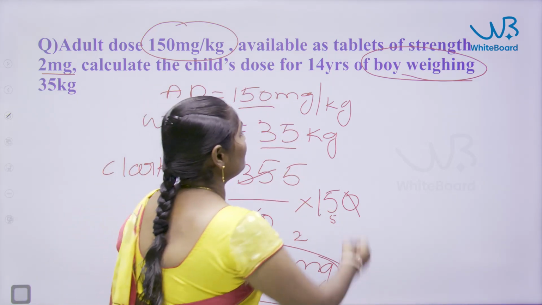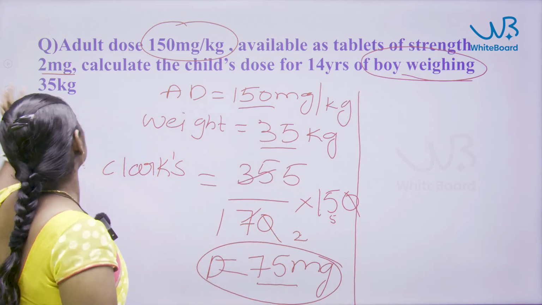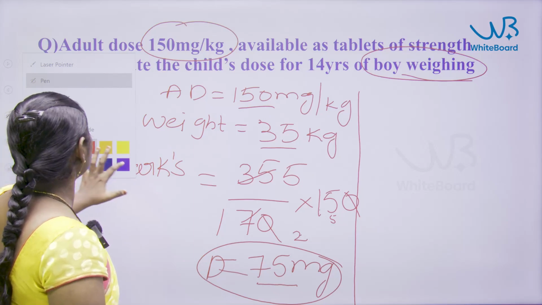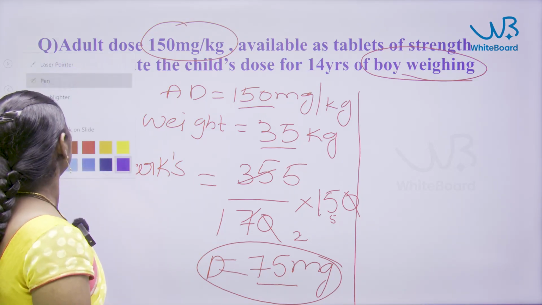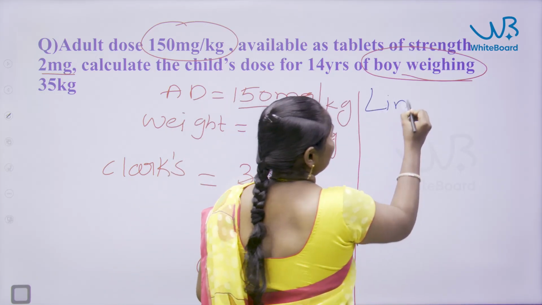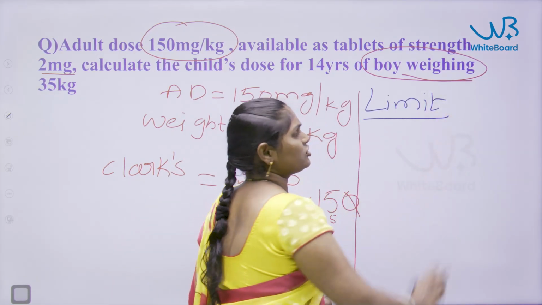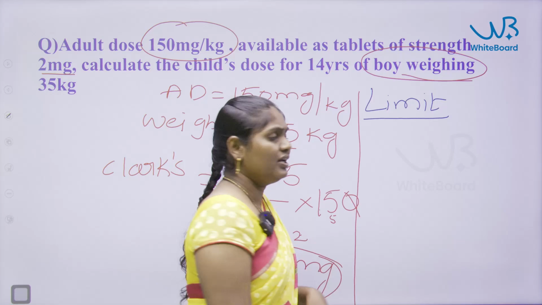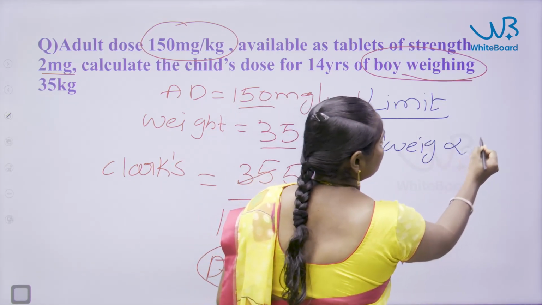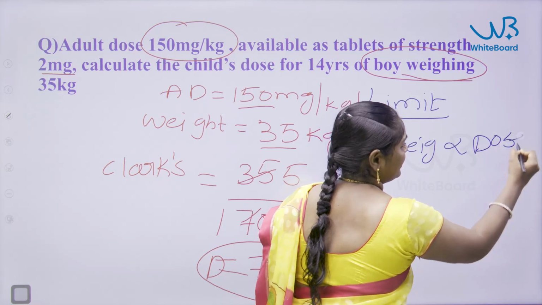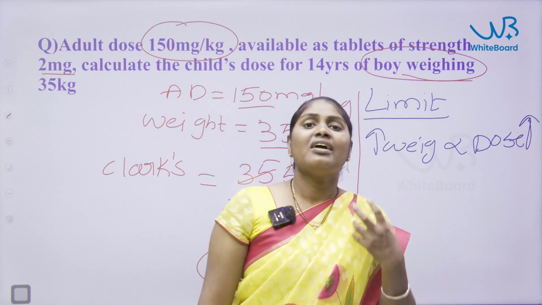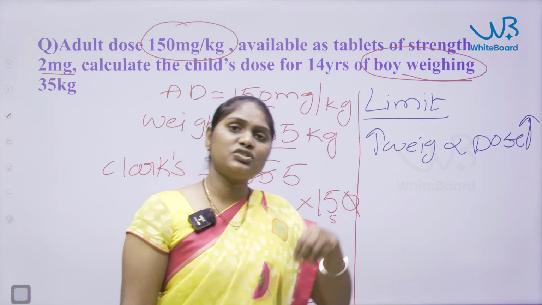Now tell me, what is the limitation of this? Now we will study the limitation of this rule. The limitation is that with an increase in weight, usually the dose should be increased, right? Based on this we have one problem. Why? Because if weight is increased, dose is increased.